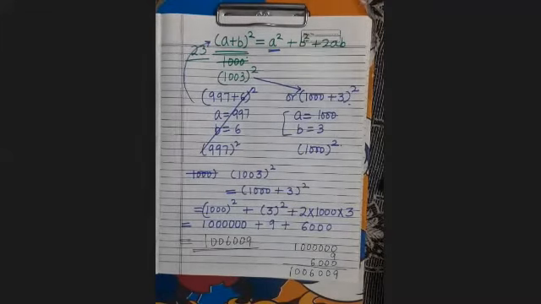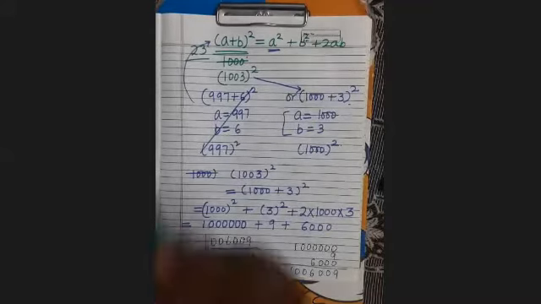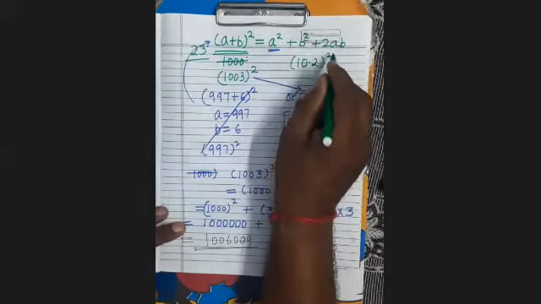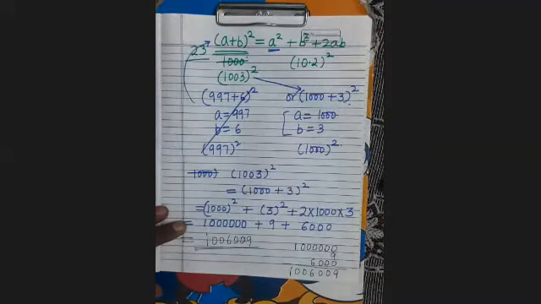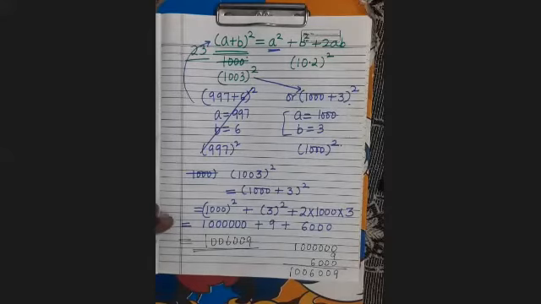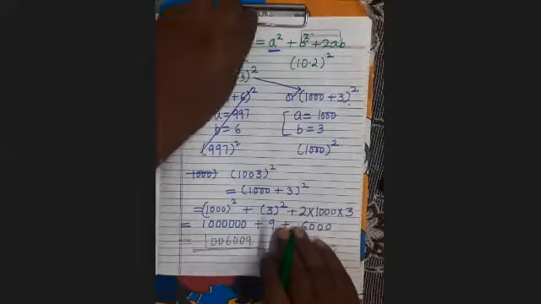Yes, sir. Now here, the second part is 10.2 का whole square. What will you write? 10 plus 0.2 का whole square. 10 plus 0.2 का whole square. It is clear? Now see here.